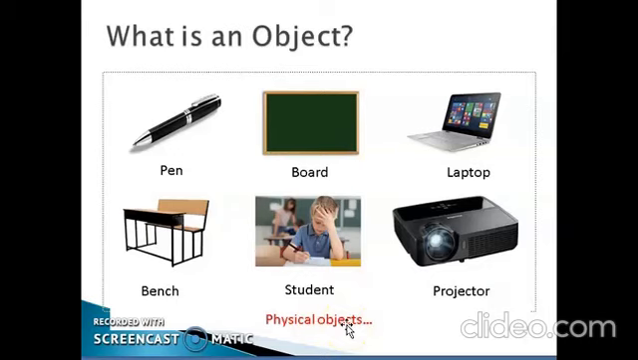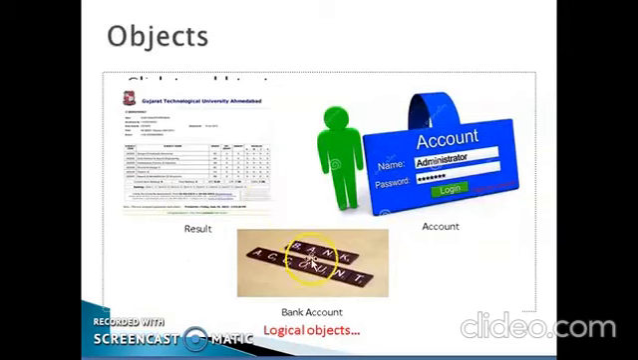These are the objects which we can touch, right? They are physically present there. Can an object be not visible to us but still be termed an object? Yes, they are called logical objects. For example, let us consider this slide. There is a result page of a student for a particular university. So this result page is also an object. It's a logical object. I cannot touch it.